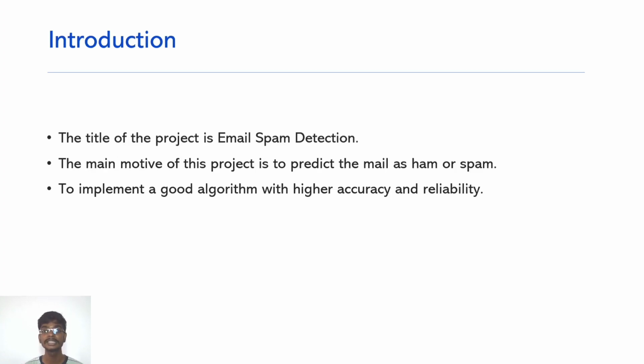So the title of the project is email spam detection, and the main motive of this project is to separate the email as spam or ham based on the text in it. Like you will be getting that message from the email, right? So based on that text, we will be classifying the email as spam or ham. And the main objective is to get good accuracy as well as reliability, so that a ham message is not classified as spam.